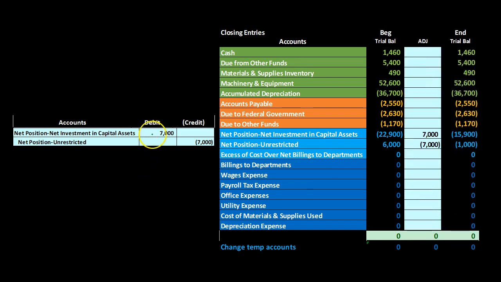We're going to say we'll debit the net position, net investment in the capital assets. It was at 22,900. We debit it, bringing it down to the 15,900, and then we're going to credit the net position unrestricted, the other side. It was at 6,000 debit. We're going to credit it 7,000. It's now at 1,000 on the credit side.